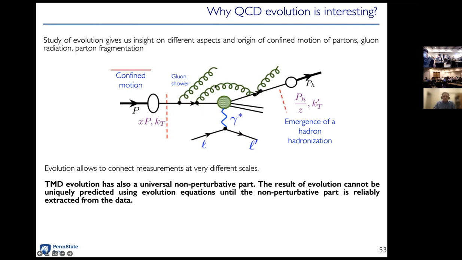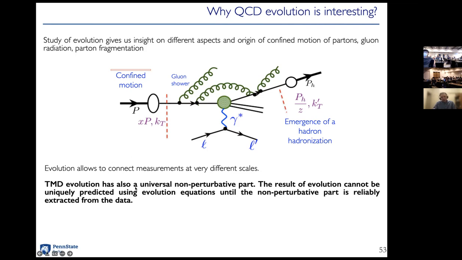There are different ways for gluons to communicate with quarks. Last but not least, of course, we speak about the emergence of hadrons in hadronization, which for many of us practitioners of QCD is the ultimate frontier of QCD. Understand, you know, how from quarks we get hadrons in detail.